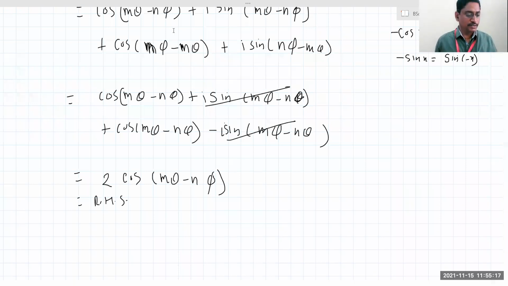In tomorrow's class we'll also discuss more examples on the application of De Moivre's theorem. And then we have to discuss how to find roots of any complex number. We know how to find the root of any real number, but we should know how to find the root of a complex number. That we'll discuss in the coming lecture. Okay, today we'll stop here.